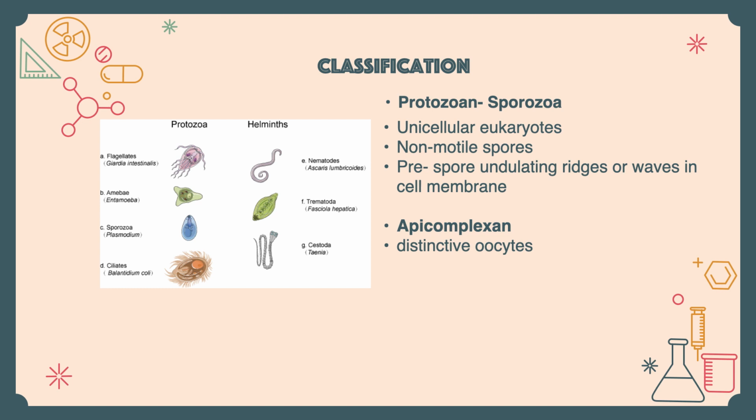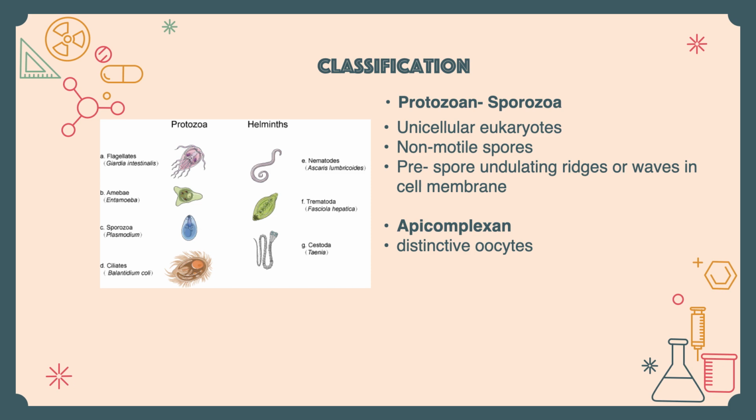To go more into detail, protozoa and sporozoa are unicellular eukaryotes with non-motile spores, with undulating ridges or waves in the cell membranes, and this gives them a gliding motion. The next one is Apicomplexan, and what makes them distinctive is their oocysts, which contain infective sporozoites. This usually means that they live in invertebrates and infect vertebrates.